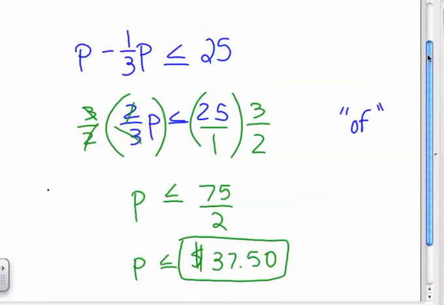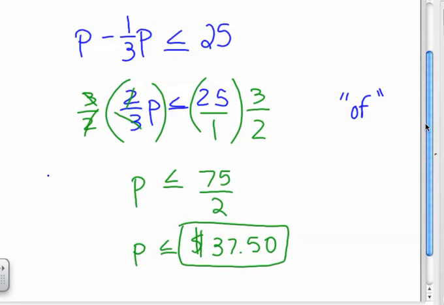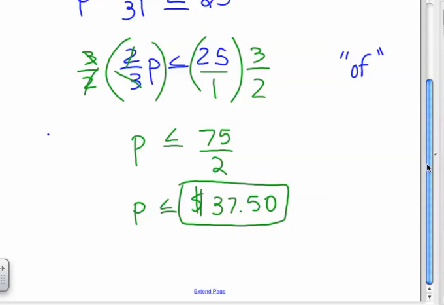Well, what was it saying? A shirt? Yeah, 1/3 off that shirt. I can buy that shirt, which was originally $37.50, for $25. All right? Great job, guys. Let's look at one more.